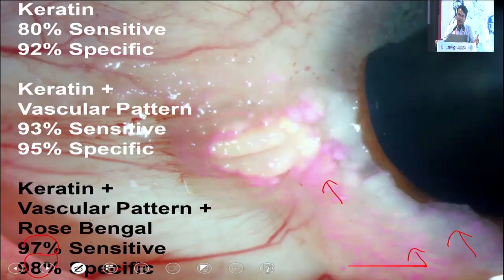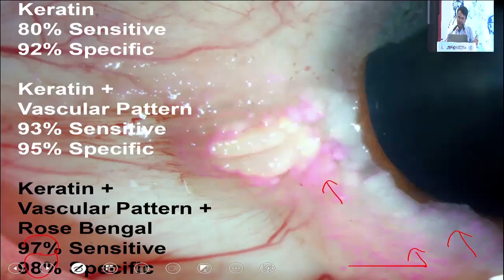Summary of this slide is, if you have a conjunctival lesion which may look like pterygium, pinguicula, conjunctival scar, anything for that matter, but if it has abnormal vascularity, keratin, and it also stains with rose bengal, then you should treat it with a lot of respect and treat it like ocular surface squamous neoplasia. These are your triad of clinical signs.